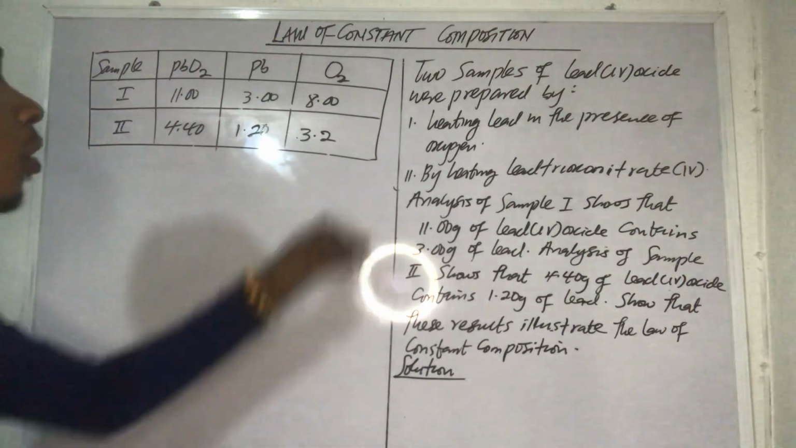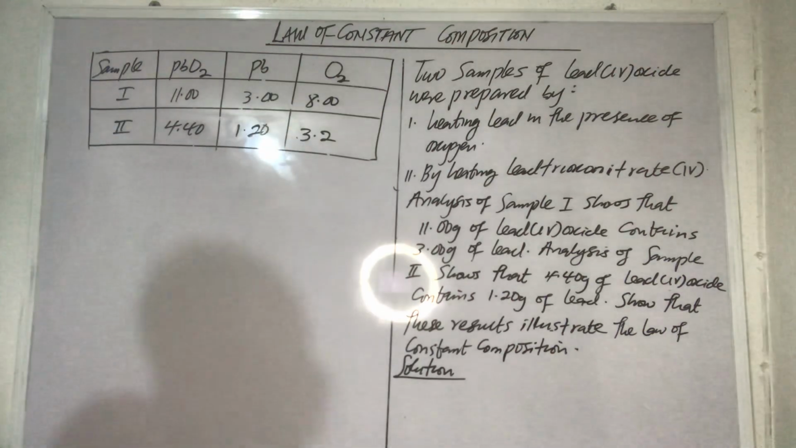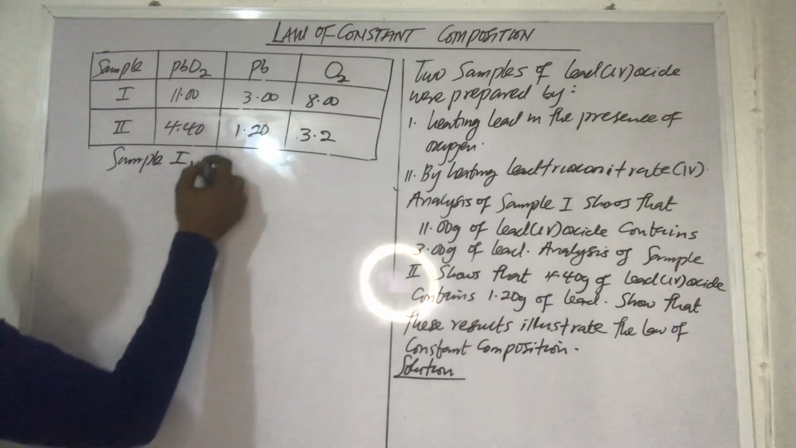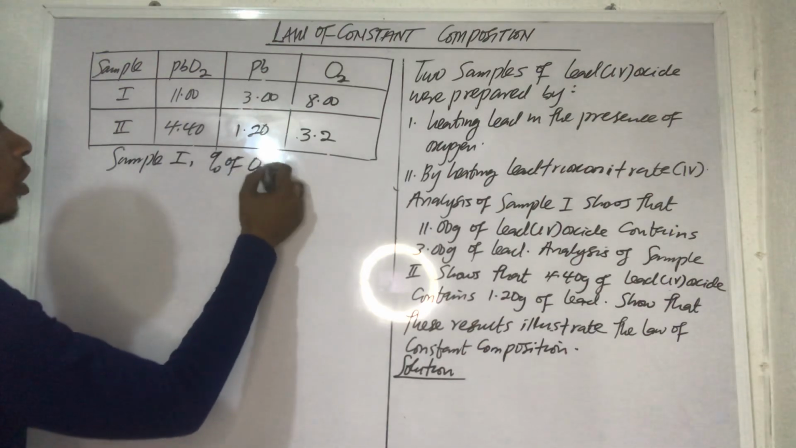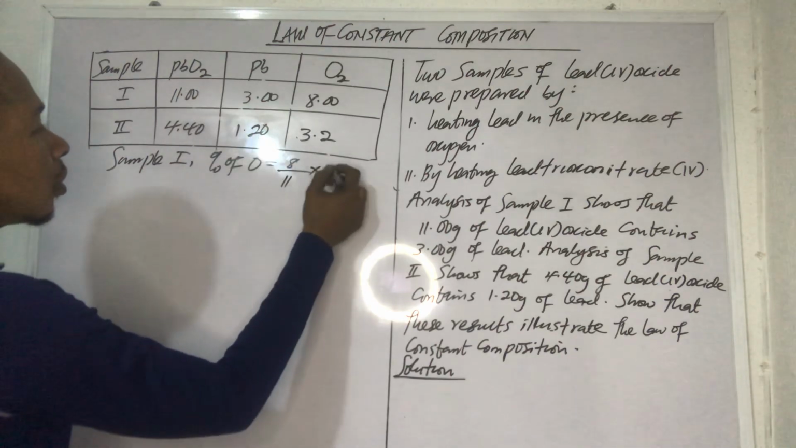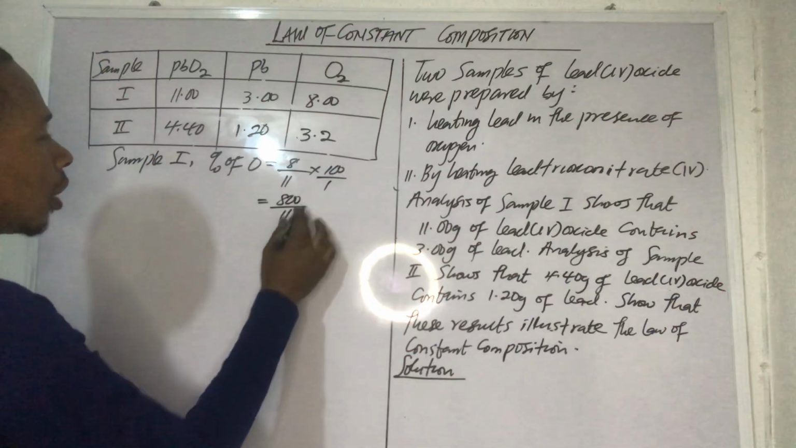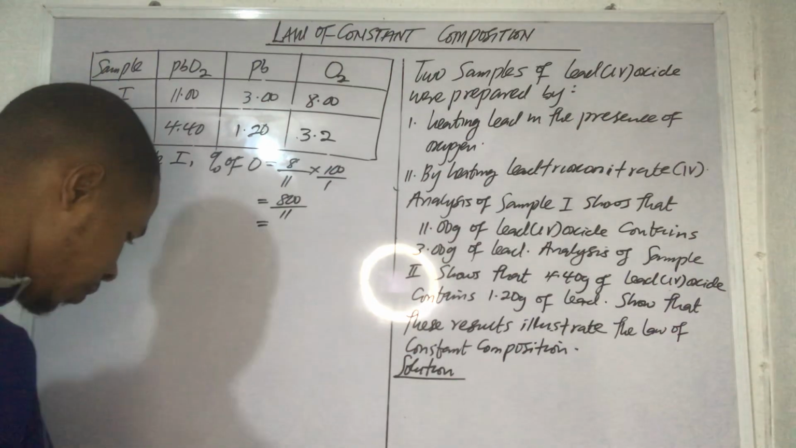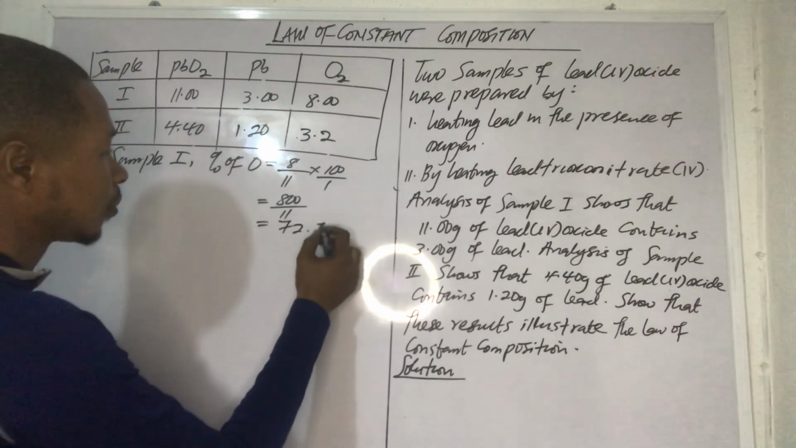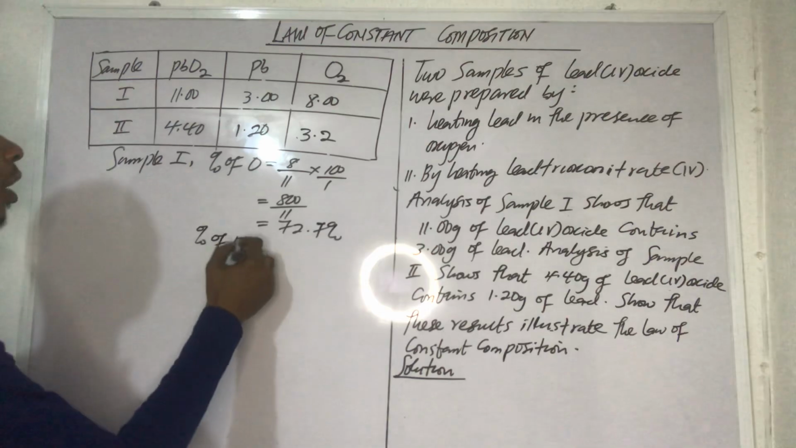Now find the percentage of oxygen and lead in the 2 samples and see if they are the same. So let's go to sample 1 first. Percentage of oxygen: this is the mass of oxygen 8 over total mass 11 times 100 over 1. So you have 800 over 11. So 800 divided by 11 will give me 72.7%.